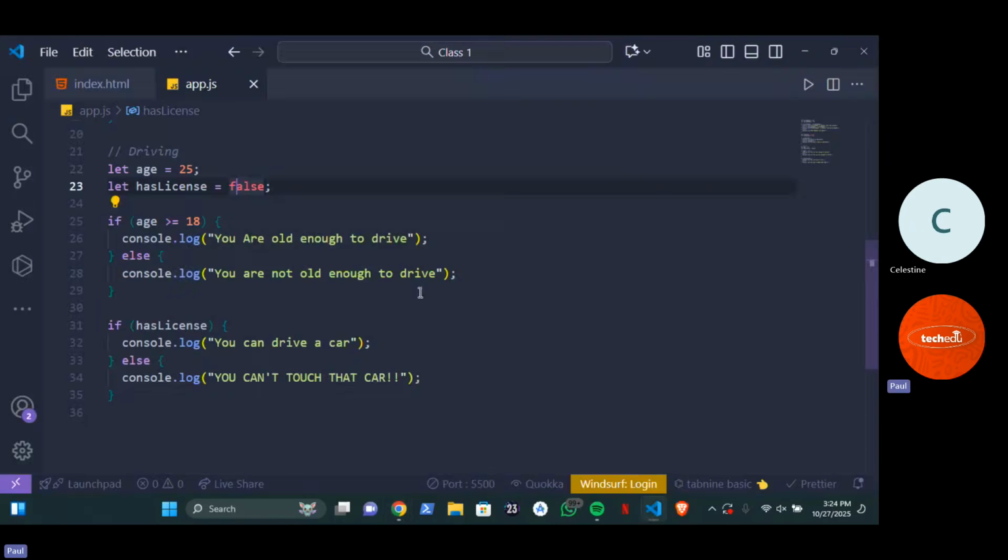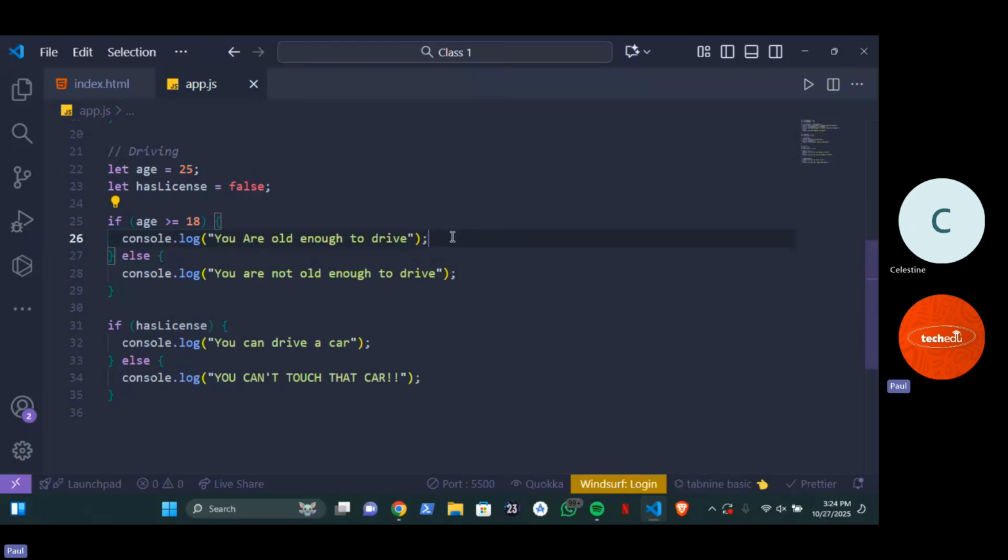Now, what I'm trying to tell you is this particular license is under what? Driving. Since you have one particular function, and that is to know if somebody can drive a car or not, you can easily nest those conditions in the same code block. So I can have my if age is greater than 18, console.log, you are old enough to drive.